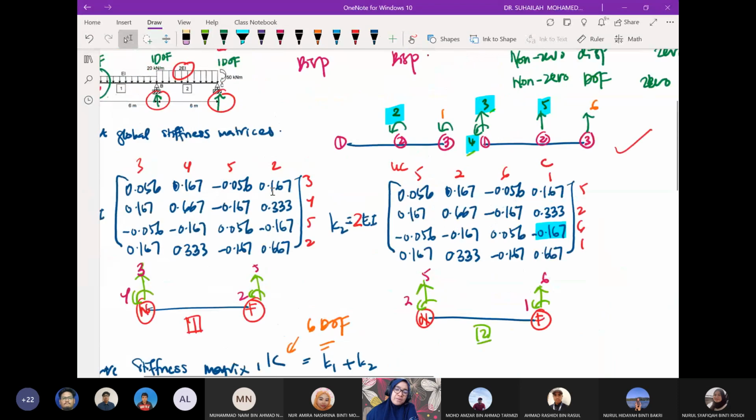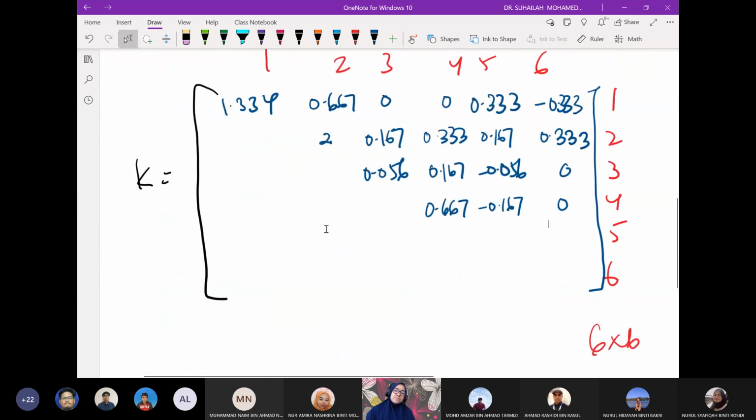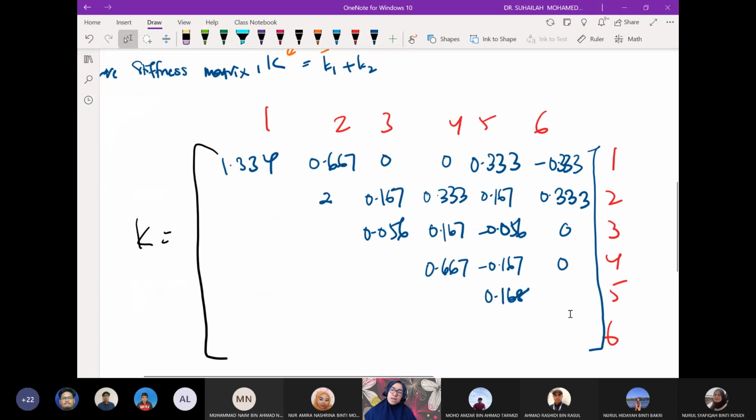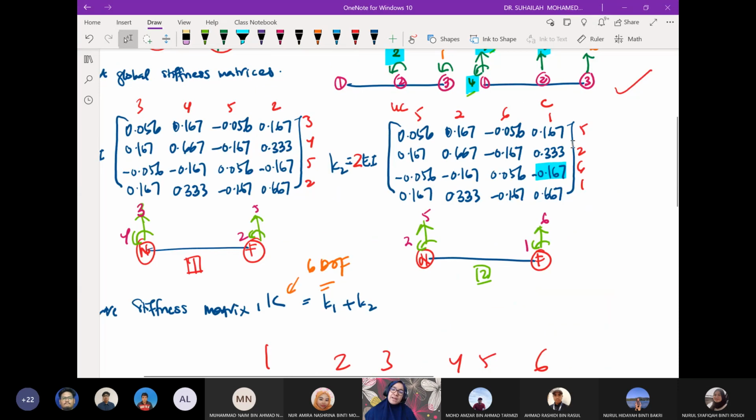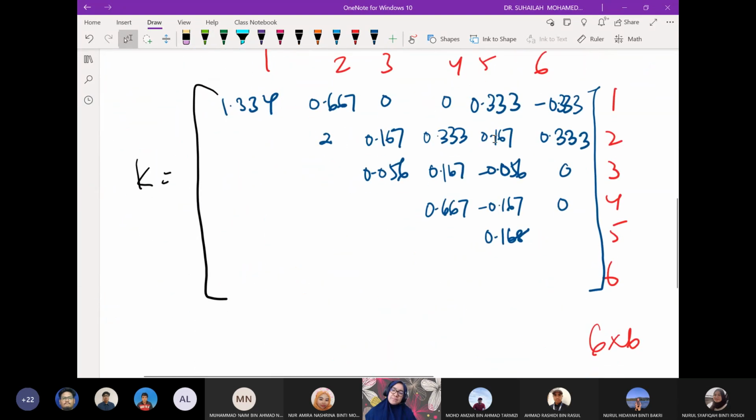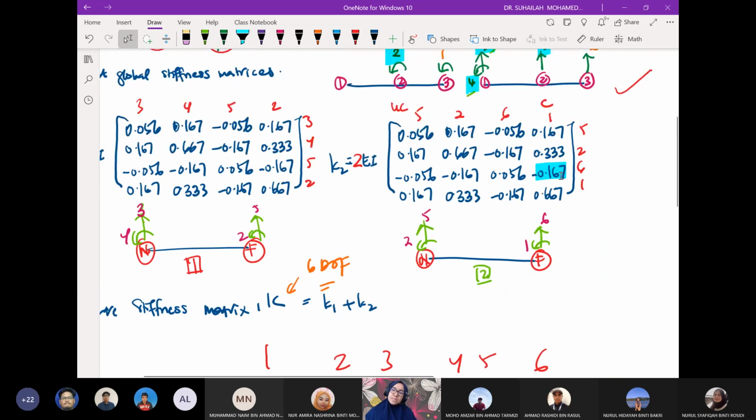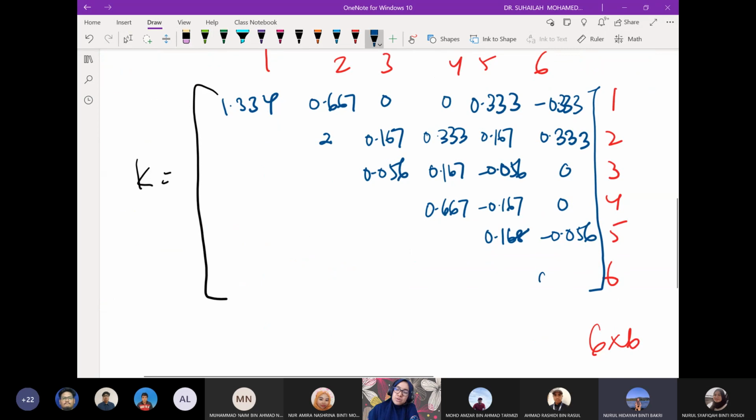Okay, next move to 5, 5. Okay, we have 5, 5 here. 0.056 times 2. Plus with 0.056. Dapat apa? 0.168? Betul, 0.168. Okay, next. 5, 6. Negative 0.056. Okay, 5, 6 is negative 0.056. And last value is 6, 6. So 6, 6 we have once in K2, 6, 6 is 0.056. Kan? Oh, kali 2. Sorry. Jadi berapa? 0.112.